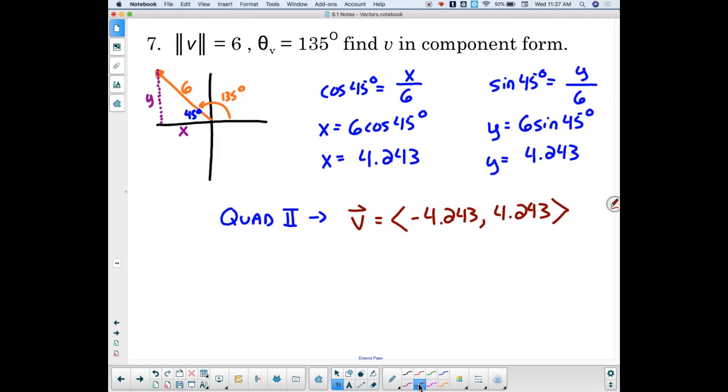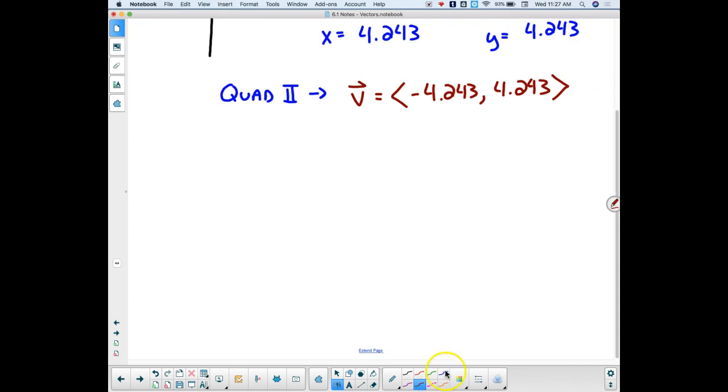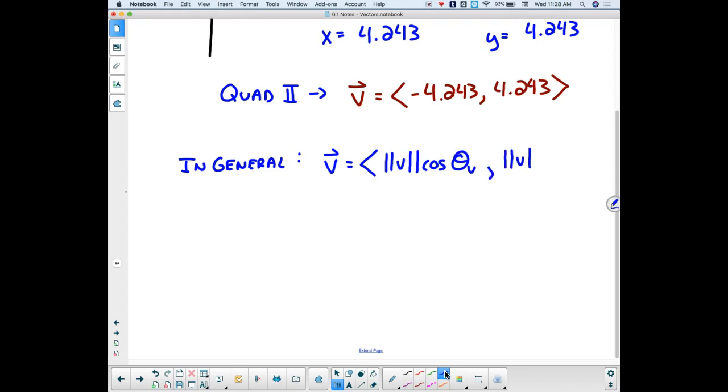It's positive, right? Okay. So in general here, any vector v is going to equal the magnitude of v times the cosine of the direction angle of v, comma, the magnitude of v times the sine of the direction angle of v. And then you can go directly to it. You can always use reference angles, but then with reference angles, you have to adjust to fit which quadrant you're in. This way, you don't have to.